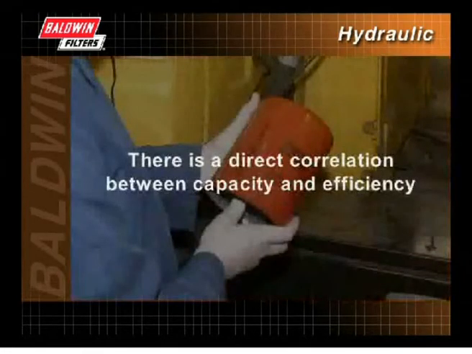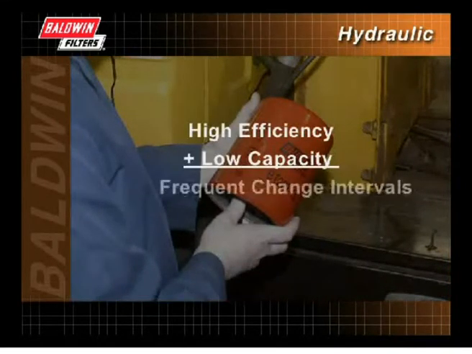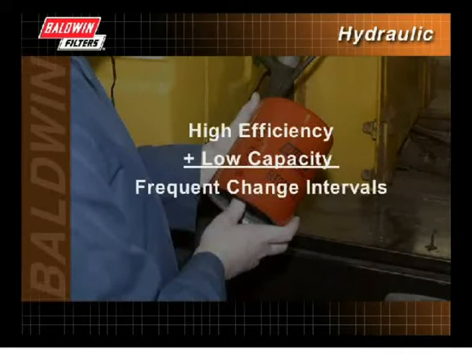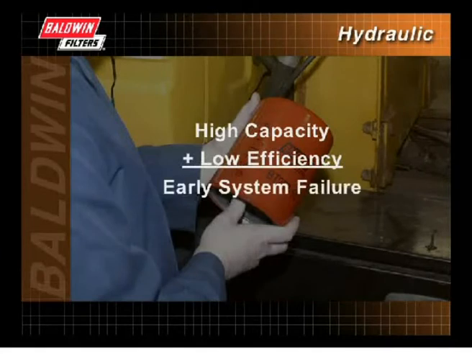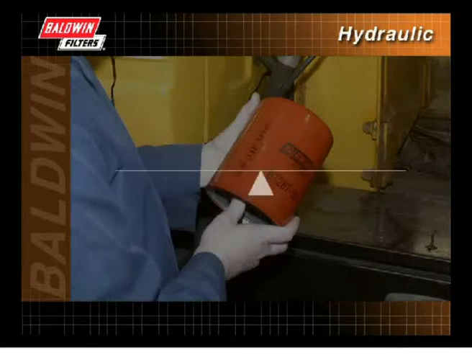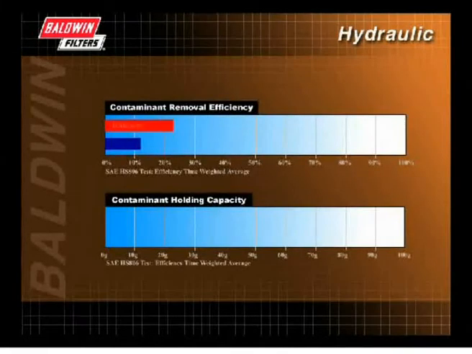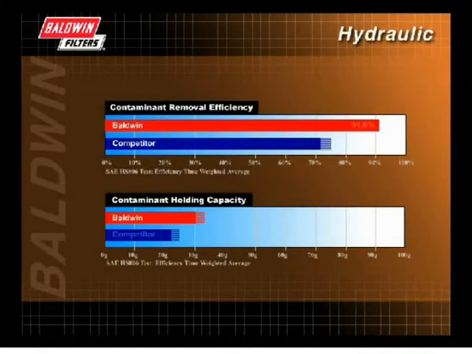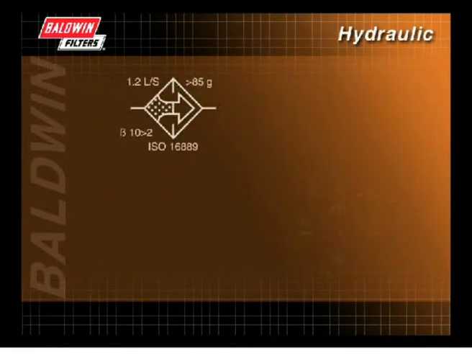Understanding the correlation between capacity and efficiency is important when selecting the proper filter. A high efficiency rating with low capacity could result in frequent change intervals. On the other hand, high capacity with low efficiency may lead to early system failure because less of the damaging contaminants are captured. Often, a middle ground between efficiency and capacity is the best place to be. When comparing like products from different filter manufacturers, request comparative test results from standardized tests.